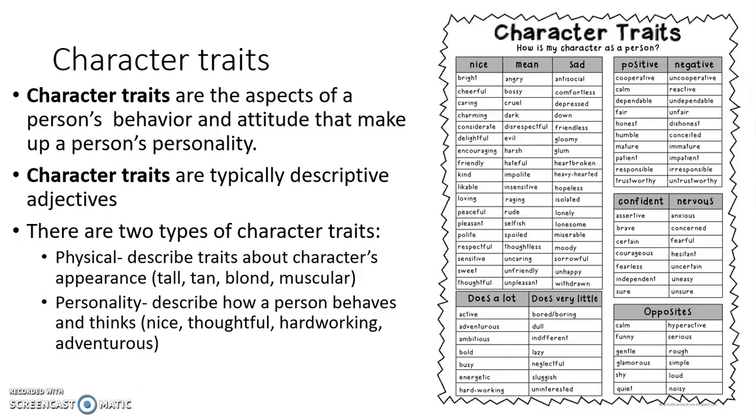Okay? We describe both the physical and personality traits using adjectives. An adjective is a word that describes a noun. So if you look to the right, I have a whole list of character traits. These are all personality traits. Nice, mean, sad. We've got different synonyms for each of those. Positive, negative, confident, nervous, active, adventurous, bored, boring, dull. All these adjectives that can describe a person.